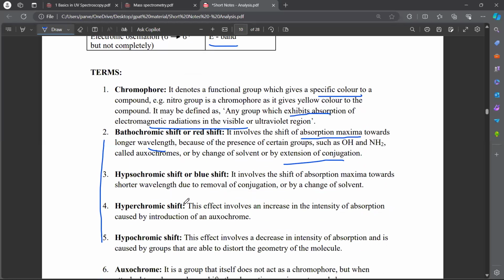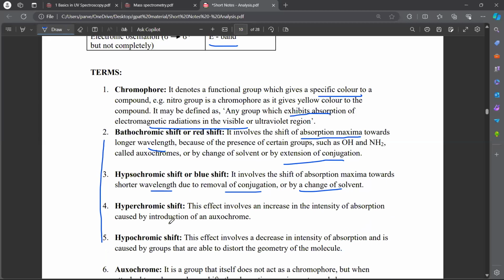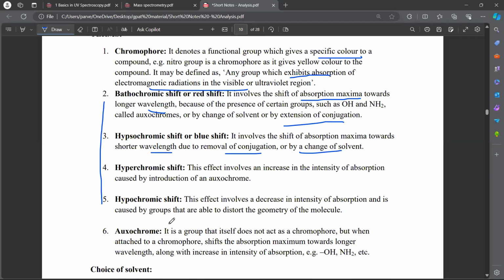Next one is the hypsochromic shift. Hypsochromic shift is also known as blue shift. It involves the shift of the absorbance maxima towards the shorter wavelength due to removal of the conjugation or by change of the solvent. So addition of conjugation leads to bathochromic shift, and removal of the conjugation leads to hypsochromic shift.